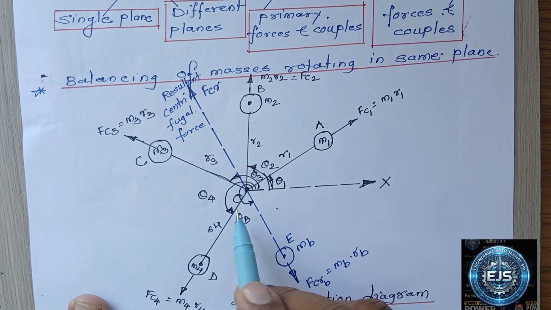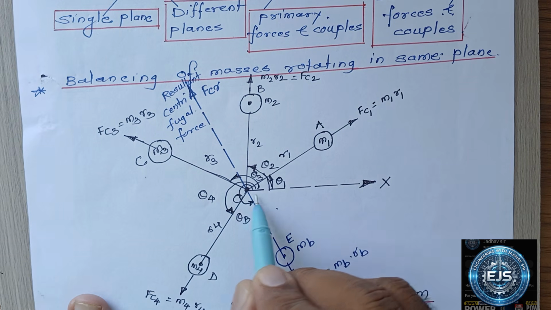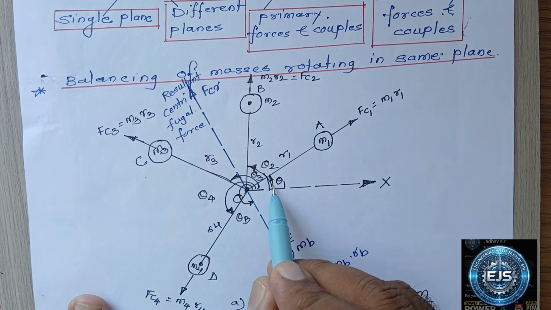All these masses are rotating in the same plane, and their angular positions are theta 1, theta 2, and so on. Theta 1 is the angle made by the position of the mass M1 with respect to the horizontal line OX. OX से angle measure हो रहा है यहाँ तक theta 1.